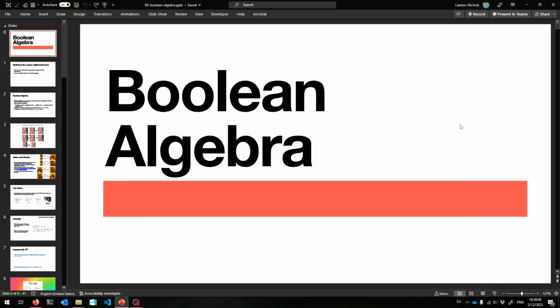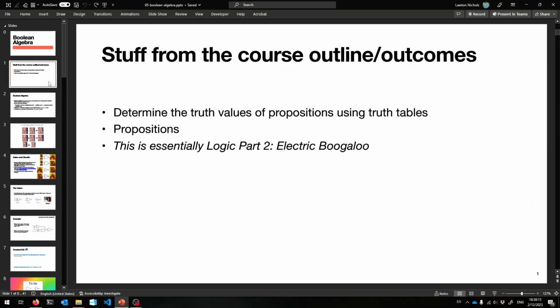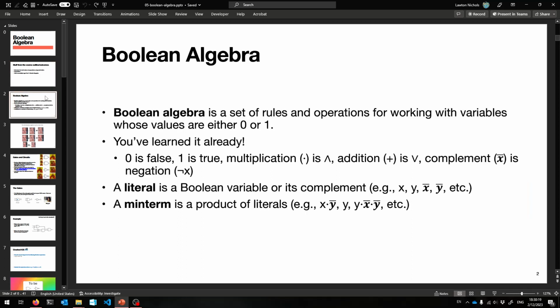All right, hello and welcome to a new set of slides on a topic called Boolean Algebra. It's actually really nice. It's essentially just the logic slides all over again, so everything that I talk about is going to sound very, very familiar, so enjoy that.